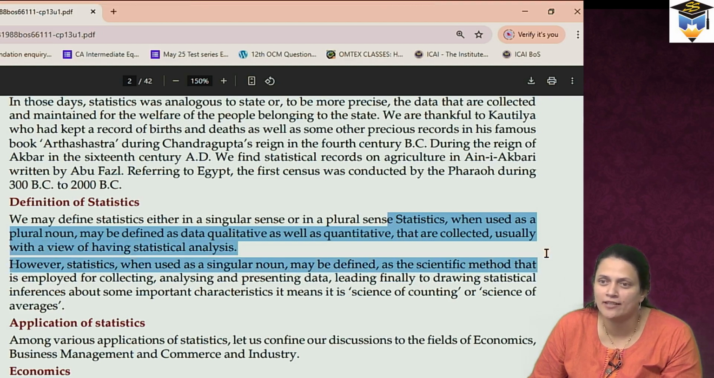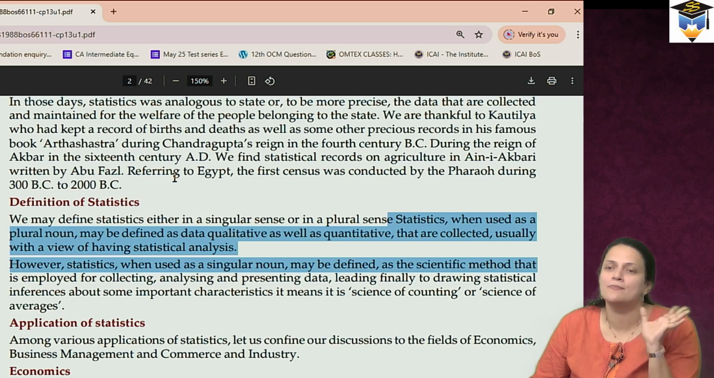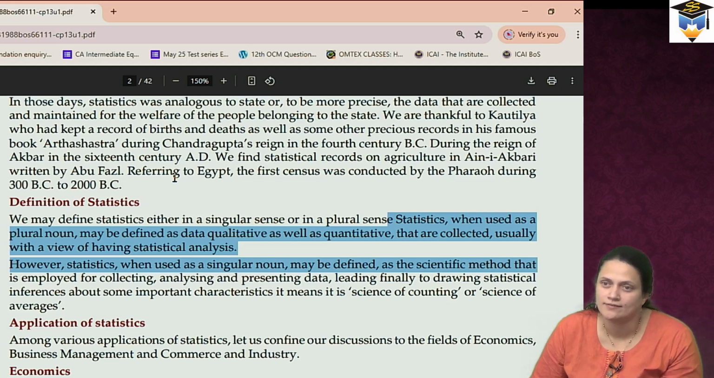Did you understand this part? BC means before Christ. It is basically an era or time period that is marked in history, that is BC. Okay.